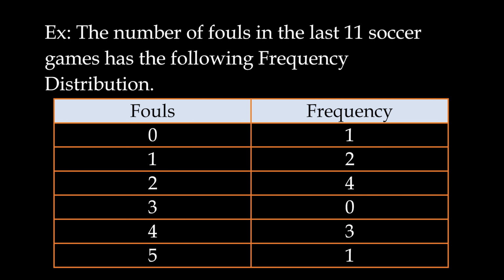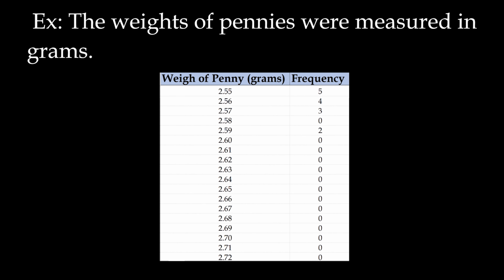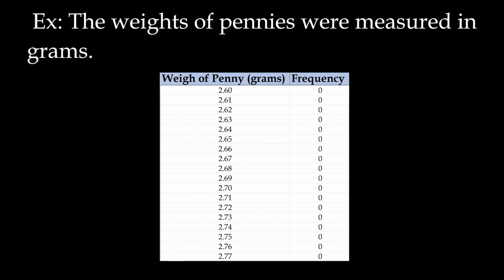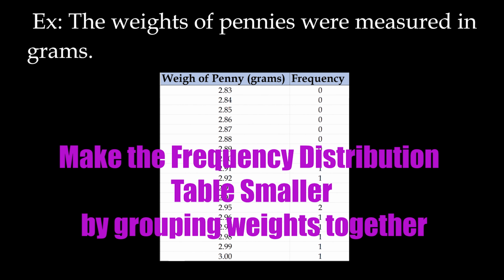Now let's look at a continuous example. The weights of pennies were measured in grams. Notice how since the data is continuous, there are numerous variations in the weights. Dealing with the distribution table with this many rows is kind of ridiculous. So what we do is condense the information by making ranges of weights and consider the frequency of each given range.